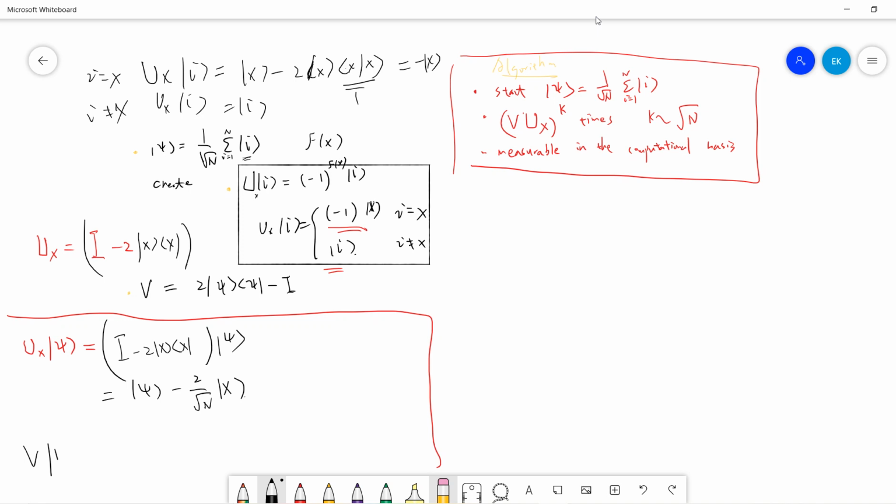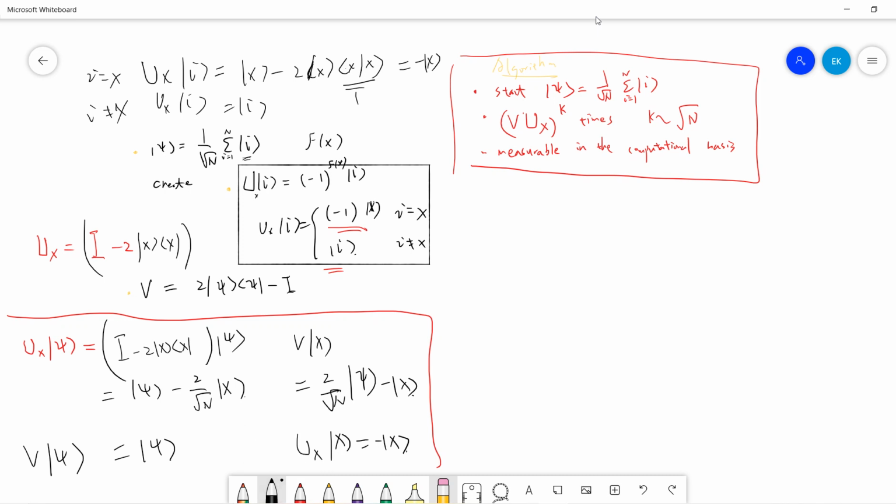How about V acting on our phi? V is 2|phi⟩⟨phi| minus identity, so 2 phi minus phi, which is phi. And then how about V acting on x? A simple calculation gives 2 over square root of n phi minus x. And also Ux acting on x is just minus x. Okay, so these are four ingredients that we will use. So we can start to do our calculation.